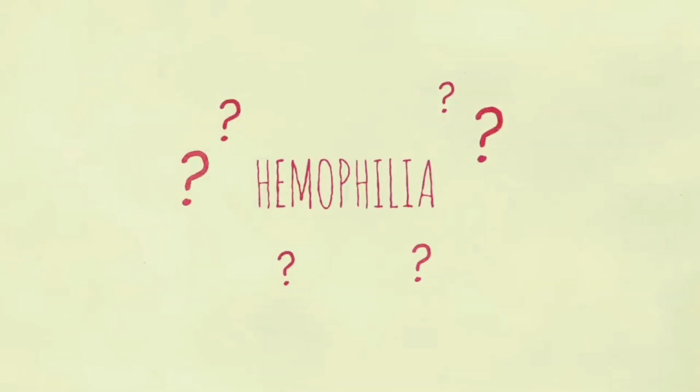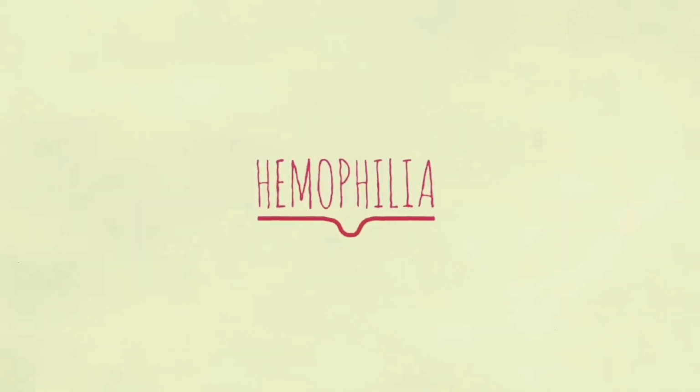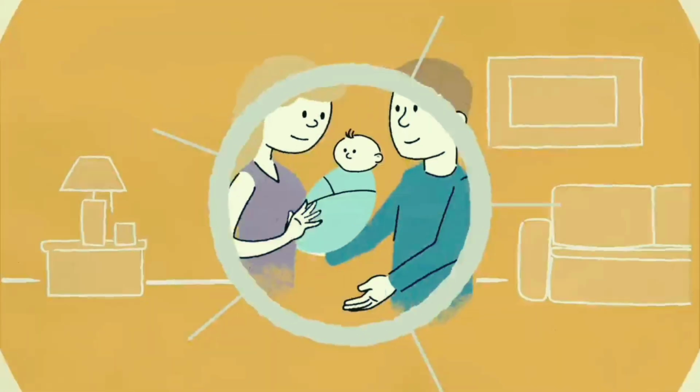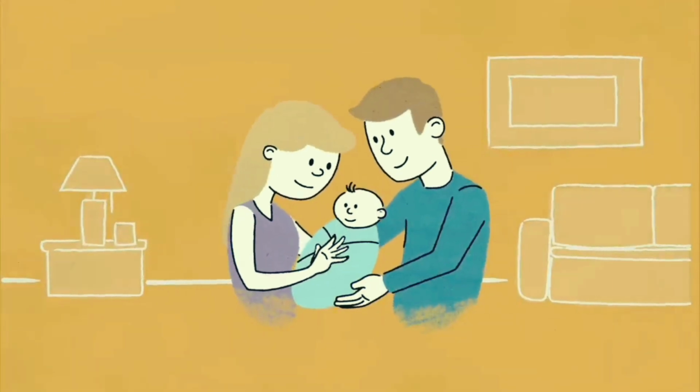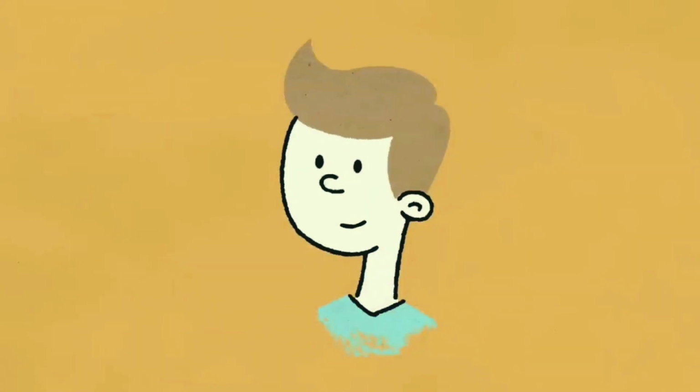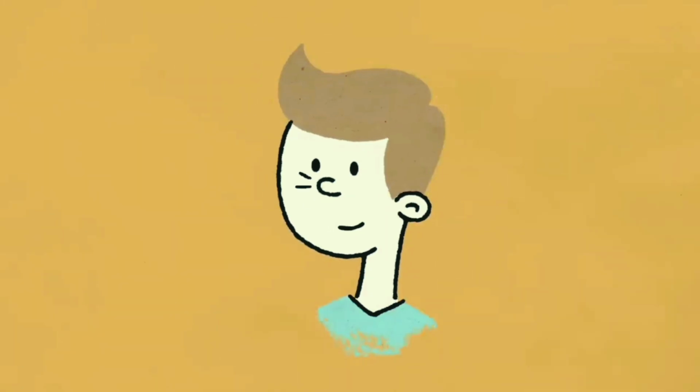So, what is hemophilia? Hemophilia is a bleeding disorder, a problem with a person's blood that makes them bleed longer than a person without hemophilia. No one can catch hemophilia. It's an inherited condition you have from birth, for your whole life. It's just part of who you are, like the color of your hair or the shape of your nose.